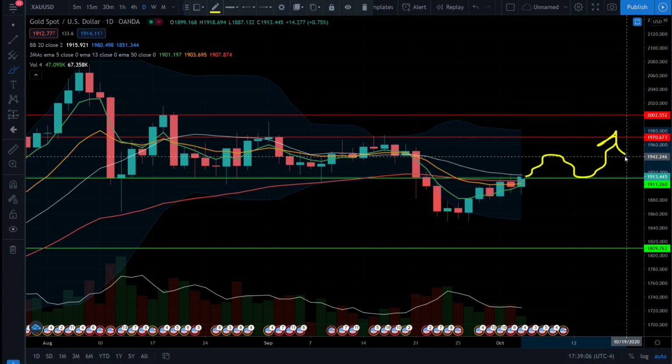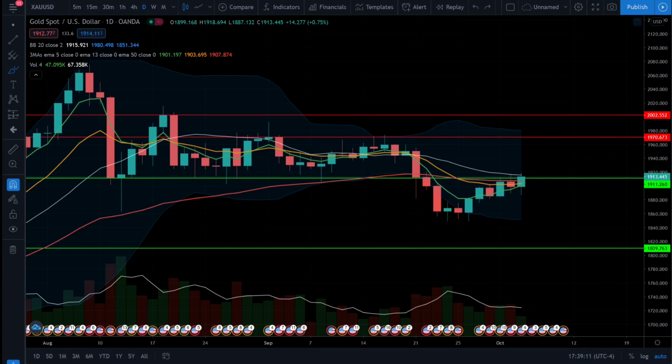So right now, we're not going to guess. We're going to watch the price action, and we're going to wait to see what happens with the dollar and gold before we decide what we want to trade on this market.